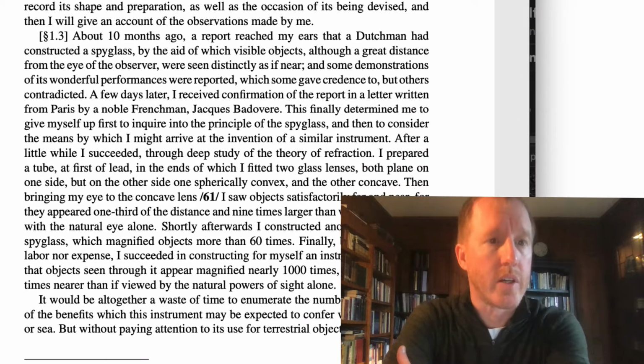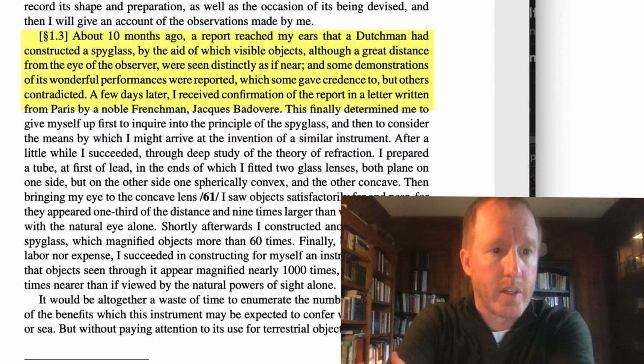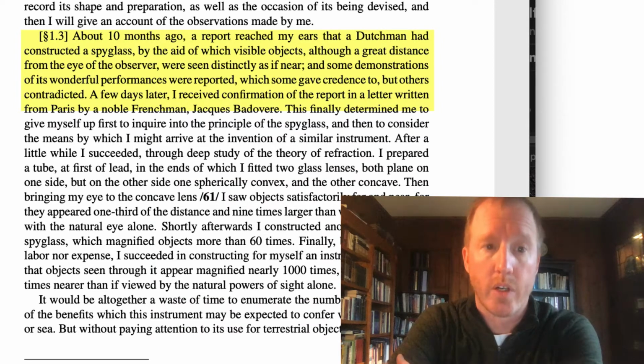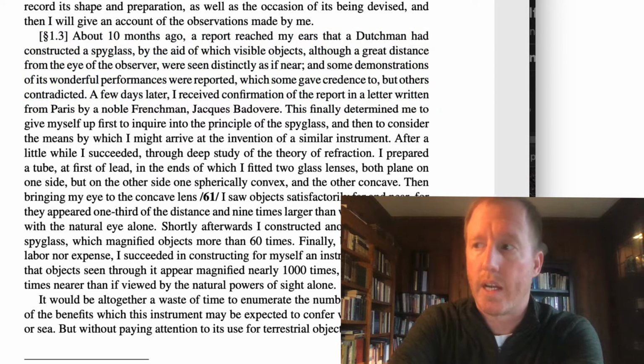So he says here, about 10 months ago, a report reached my ears that a Dutchman had constructed a spyglass by the aid of which visible objects, although a great distance from the eye of the observer, were seen distinctly as if near, and some demonstrations of its wonderful performances were reported, which some gave credence to, but others contradicted. So in other words, this Dutchman had invented a telescope.